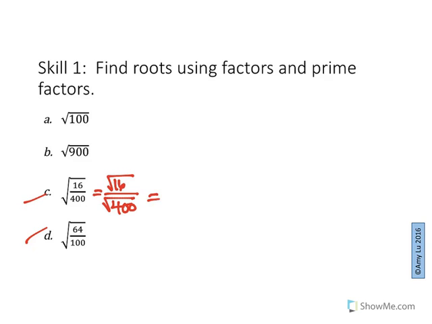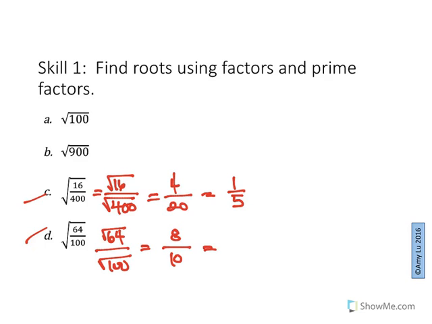Okay, so the square root of 16 is 4. The square root of 400 is 20. And you can simplify this down into 1/5. In the second one, the square root of 64 over the square root of 100. The square root of 64 is 8, because 8 times 8 makes 64, over 10, which you can simplify down into 4/5.